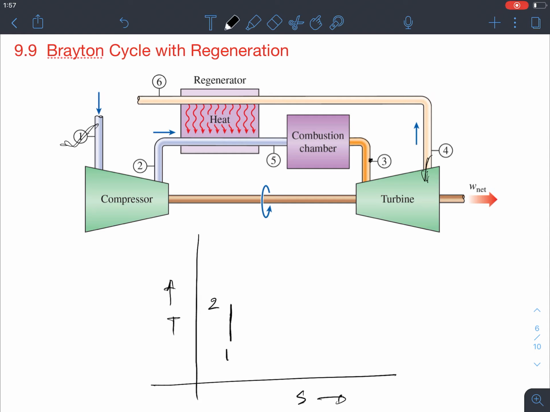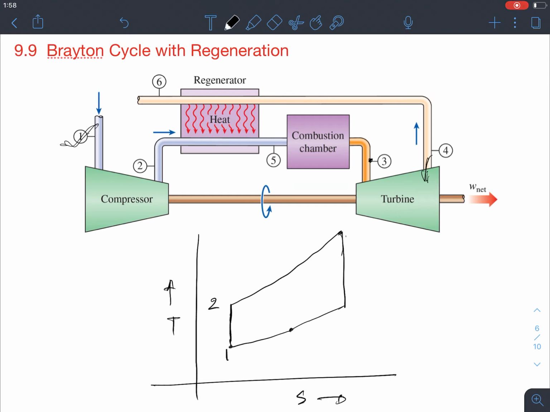So from 2 to 3, we can see that multiple things are happening, right? From 2 to 5 and 5 to 3, but let's imagine that there is no regeneration unit. Then it would go straight from 2 to 3, right? And then from 3 to 4, it's expanding in the turbine, so the temperature is falling. Then from 4 to 6, it's rejecting heat, and then from 6 to 1 to complete the cycle, it's going to look like this, right?